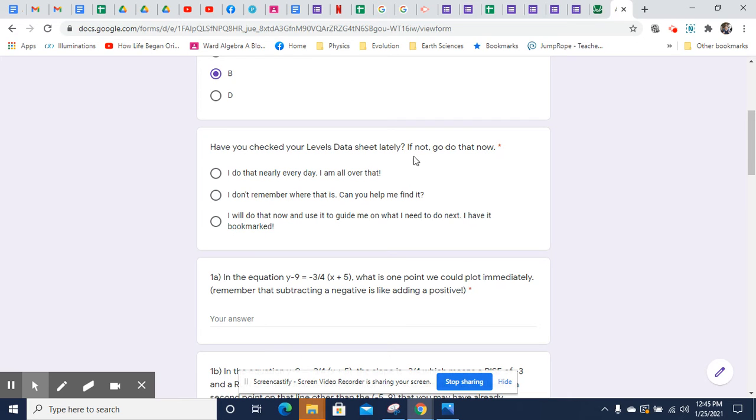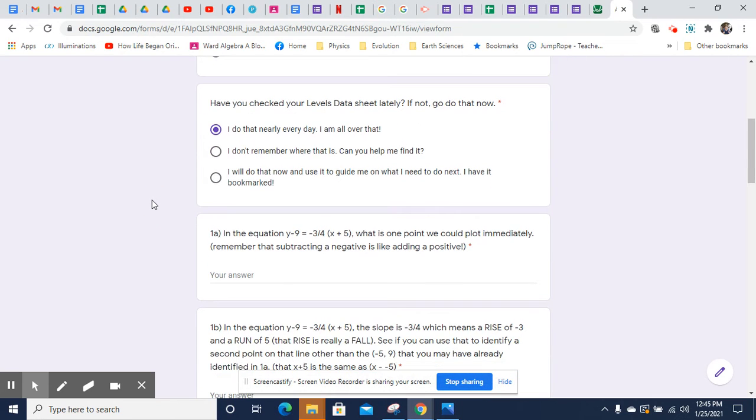So have you checked your levels data sheet lately? If not, go do that now. I do that every day. I'm all over that. That's what you should be doing. If you're not, please make a change in your practice so you are, because that is a key element of guiding you to what you need to do next. I update that about 2 or 3 times a week.